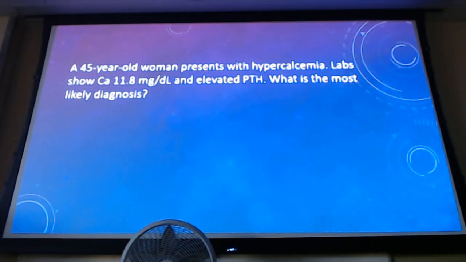Okay, 45-year-old woman presents with hypercalcemia. Labs show a calcium of 11.8 and elevated PTH. What's the most likely diagnosis?